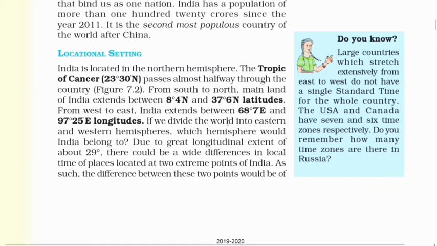If we divide the world into eastern and western hemisphere, which hemisphere would India belong to? Yes, India belongs to the eastern hemisphere. Due to the great longitudinal extent of about 29 degrees, there is a wide difference in local time of places. Yes, absolutely.